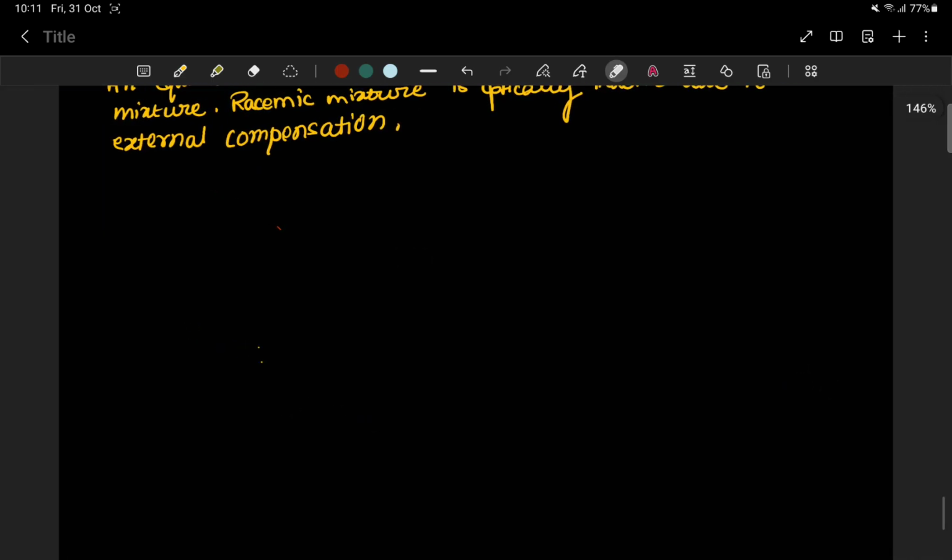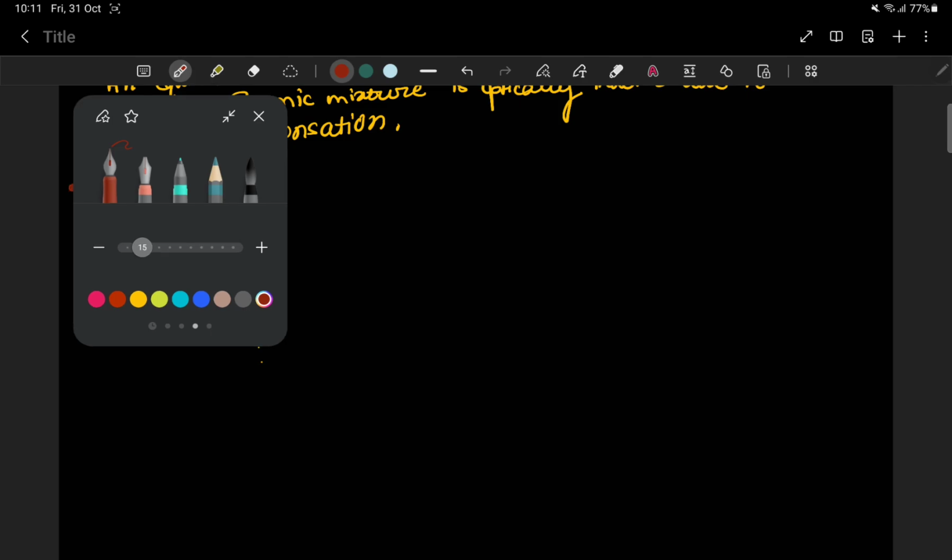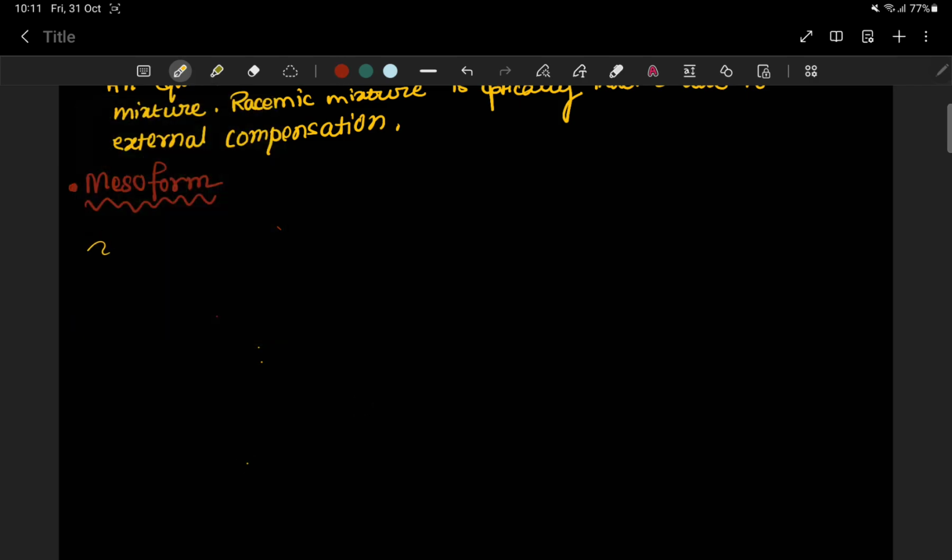Now coming to the next point, meso form. What is this meso form? A compound having two or more asymmetric carbon atoms which superimpose on its mirror image and hence optically inactive is known as a meso compound.